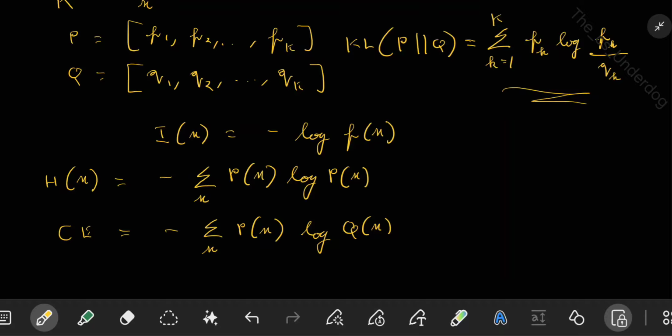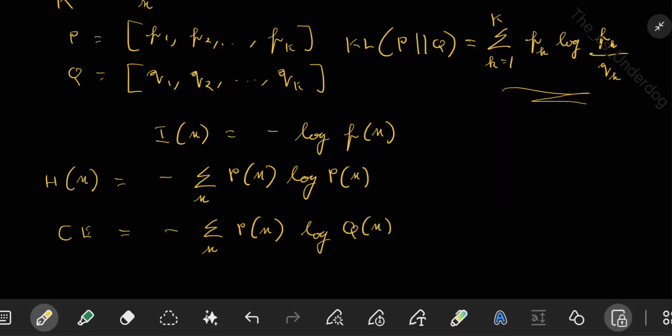We are slowly reaching KL divergence. So what does this tell you? This tells you how inefficiently you are encoding the data of P using code that is built for Q. And this tells you how inefficiently you are encoding data of P using code built for P. This is the difference. So this is entropy, this is cross entropy.